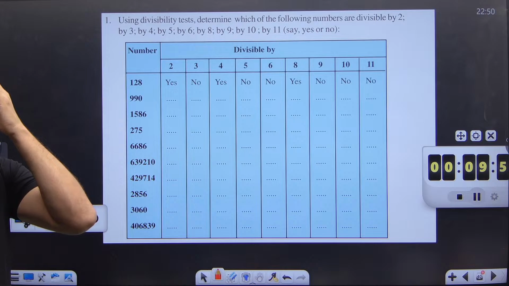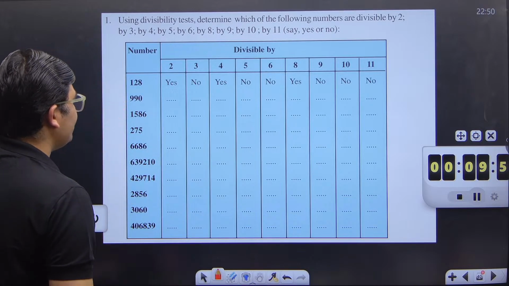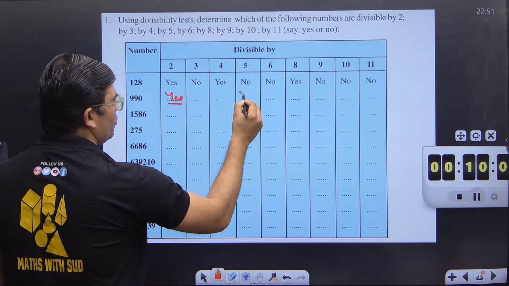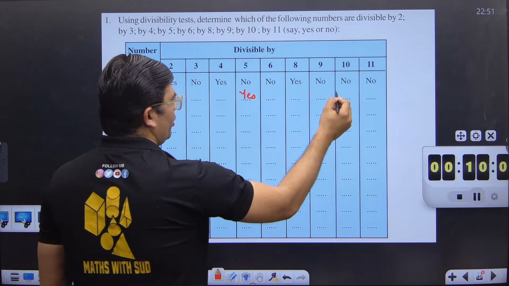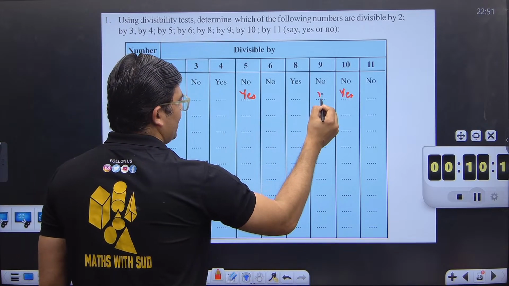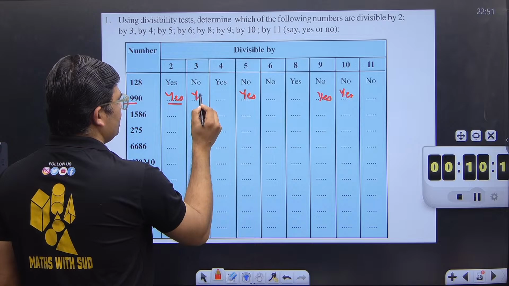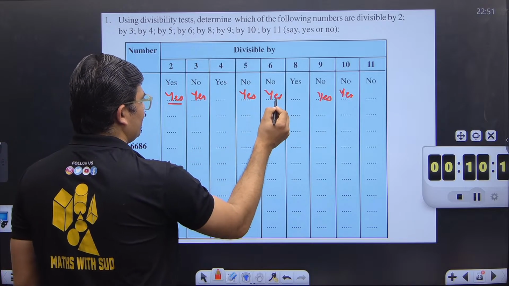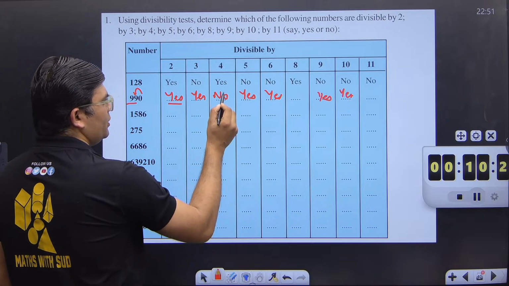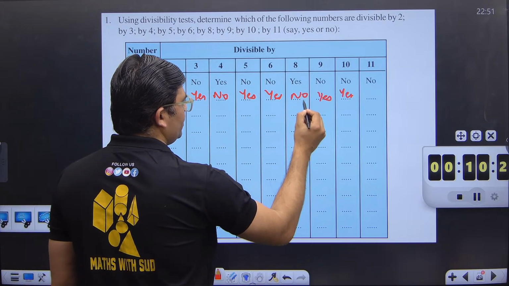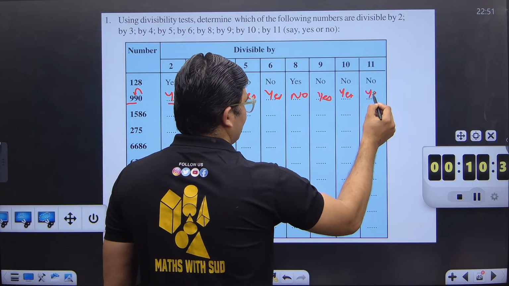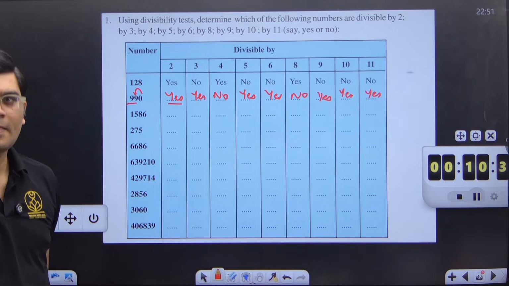You see this. Tell me, is 990 divisible by 2? The answer is yes. If it is divisible by 2, the last digit is 0. So for this also yes. For 10 also yes. Now coming to 9: the digit sum is 18, so it is divisible by 9 as well. So it is divisible by 3 as well. So it will be divisible by 6 as well. But with 4, the last digit is 0 and the previous digit is 9, so it is no. Then for 8 also it is no. For 11, 9 minus 9 is 0, so it is yes. You have to be that fast.